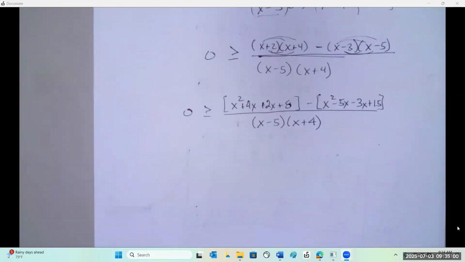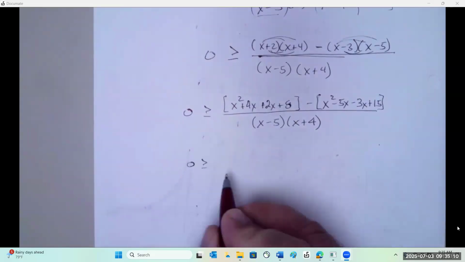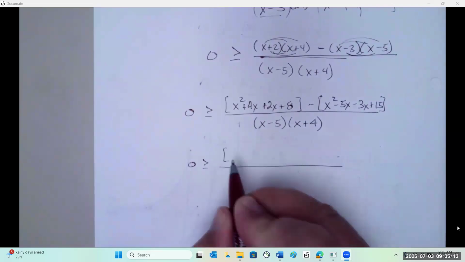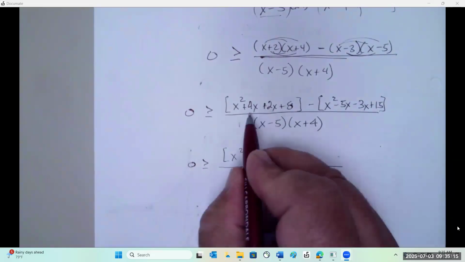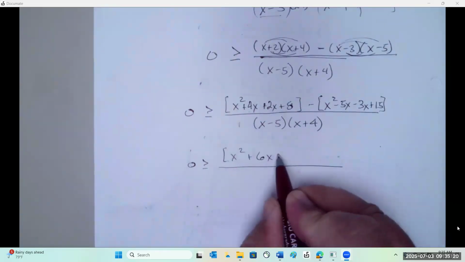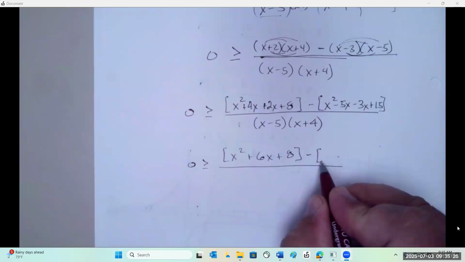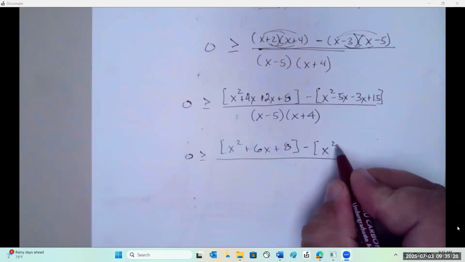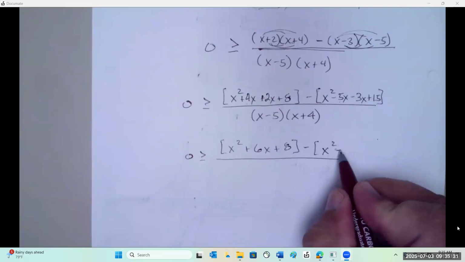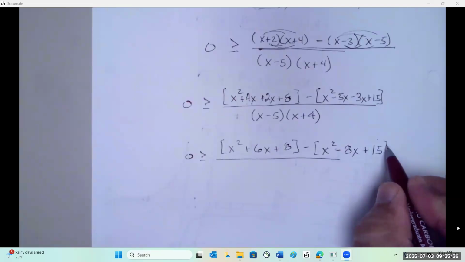Again, we've been doing this for 2 chapters now, so I'm not going to explain what's going on. We should know it already. Once you get rid of parentheses, always combine like terms. So you have x squared, positive 4x plus 2x makes it a positive 6x plus 8. And the second one, you have negative 5, negative 3 makes it a negative 8x plus 15.